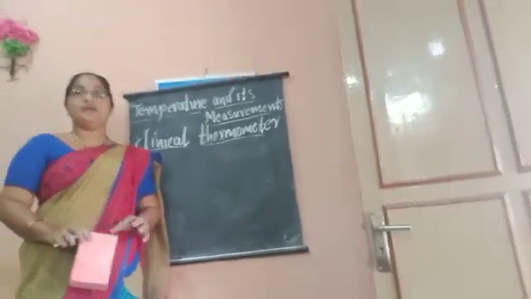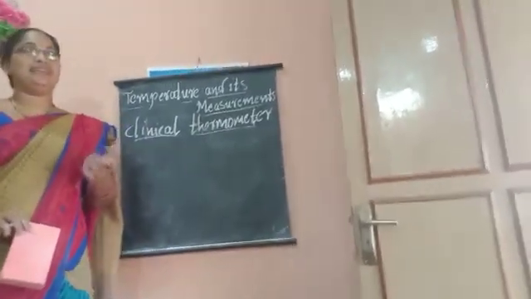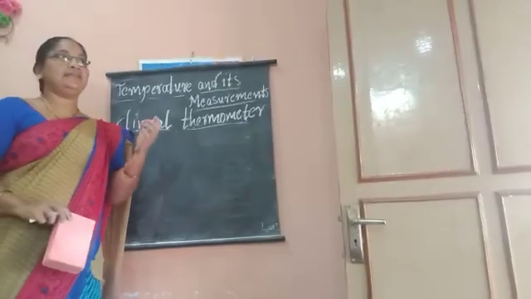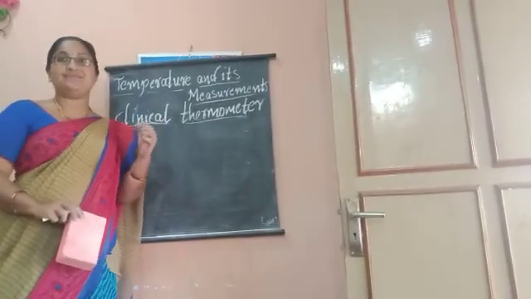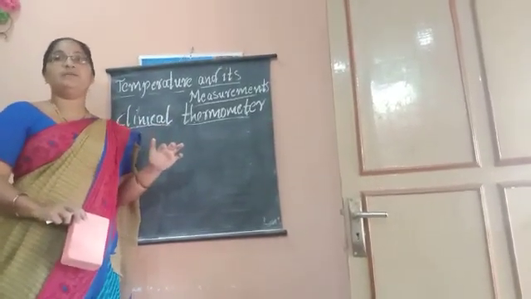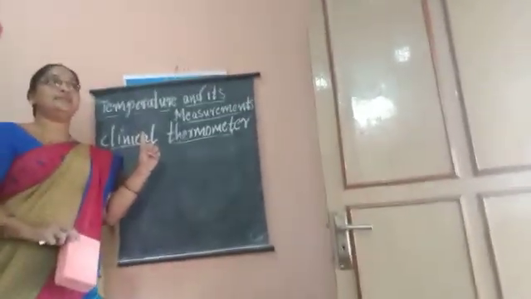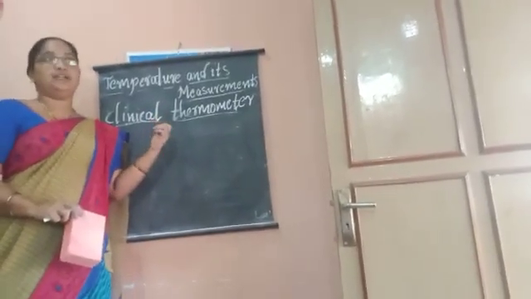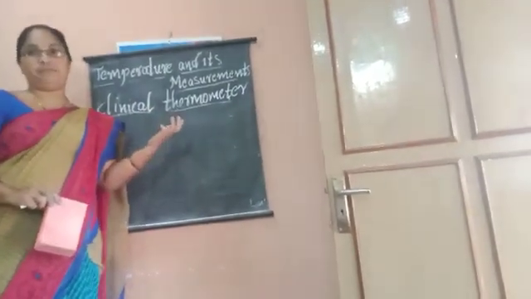Good morning, children. Up to now we have seen about the clinical thermometer. The clinical thermometer is a glass stem. One side it is having the bulb, the other side it is sealed. The bulb is having the mercury, and inside the glass stem there is a capillary tube. Mercury is used to indicate the temperature.